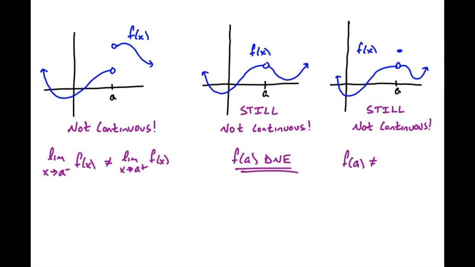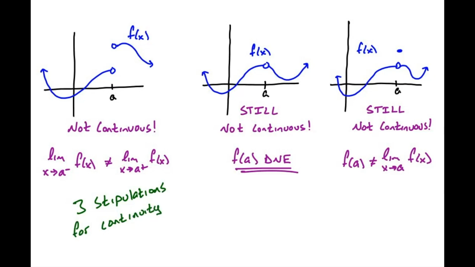So altogether, we found 3 issues that would make a function not continuous. First, it has a giant jump in it, where the left and right limits don't equal each other. Next, maybe the left and right limits equal each other, but the function doesn't even exist at the point, so it can't be continuous. And third, the point exists, but it's not in the right spot, so I'm still not continuous. Hence, there are 3 stipulations for continuity at a point, and they are as follows.